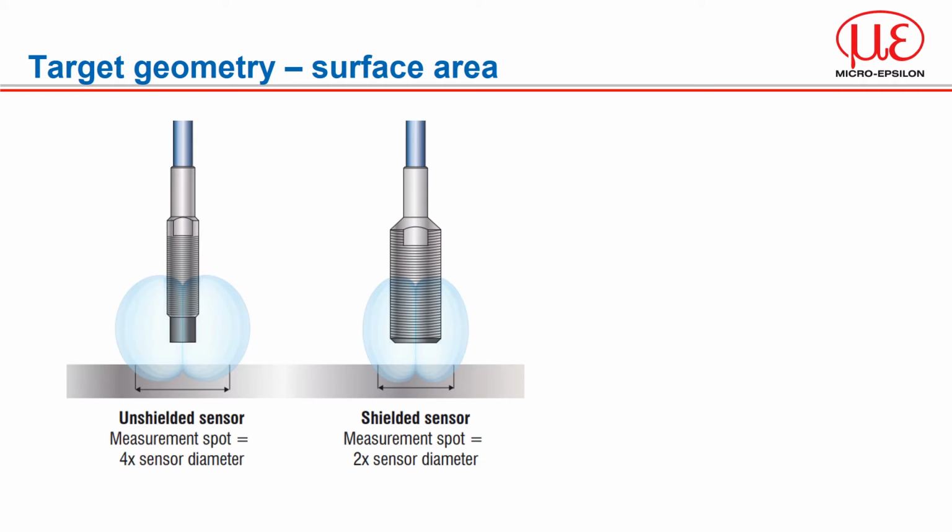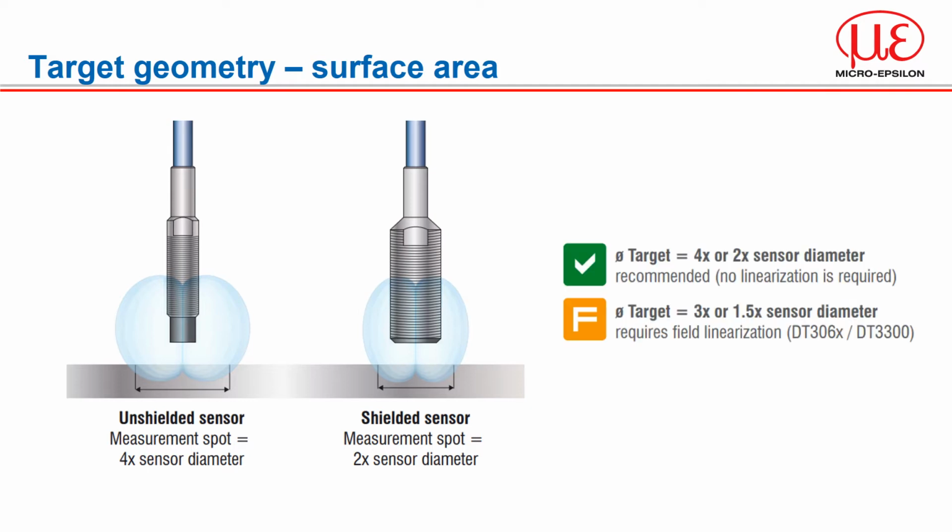In order to measure accurately on a metal target, there are a number of conditions that should be met. For unshielded sensors, the target area should be 4 times the sensor diameter, and for shielded sensors, 2 times the sensor diameter. This is not to say that smaller targets cannot be measured. They can, but range and performance may be compromised, and therefore additional calibration may be needed either at the factory or in field, depending on the sensor controller used.